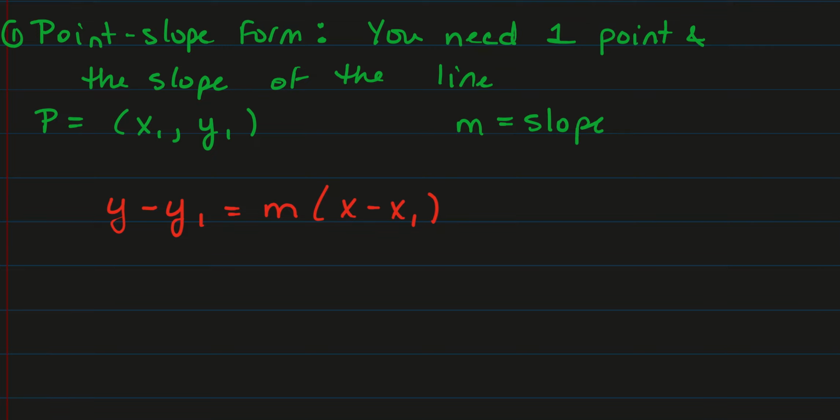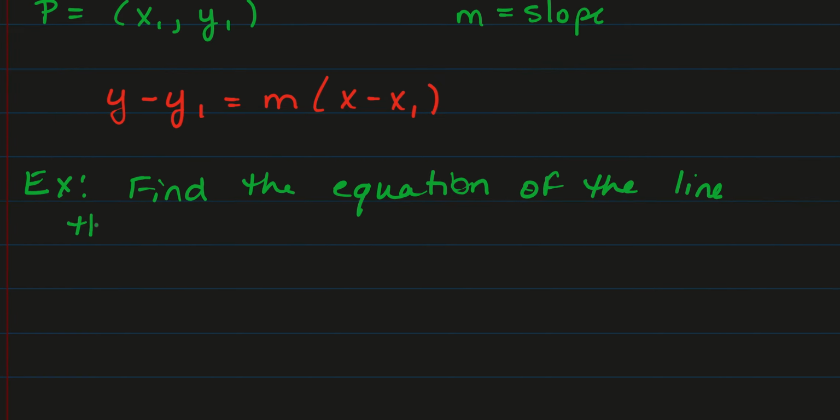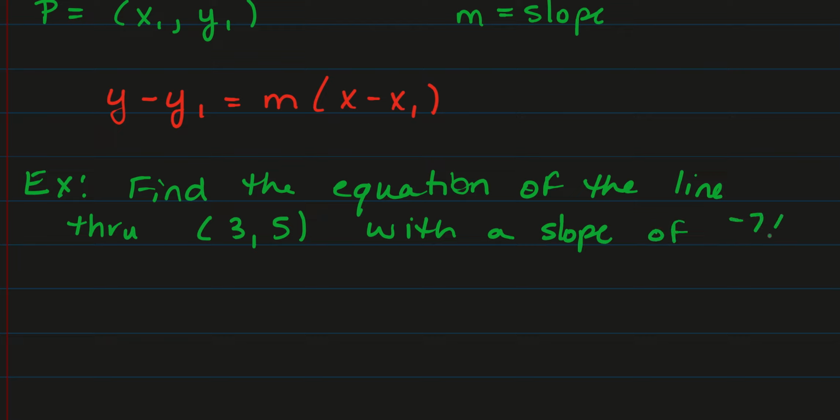Okay, so let's look at an example. Find the equation of the line through the point, let's go with 3, 5, with a slope of -7/2.